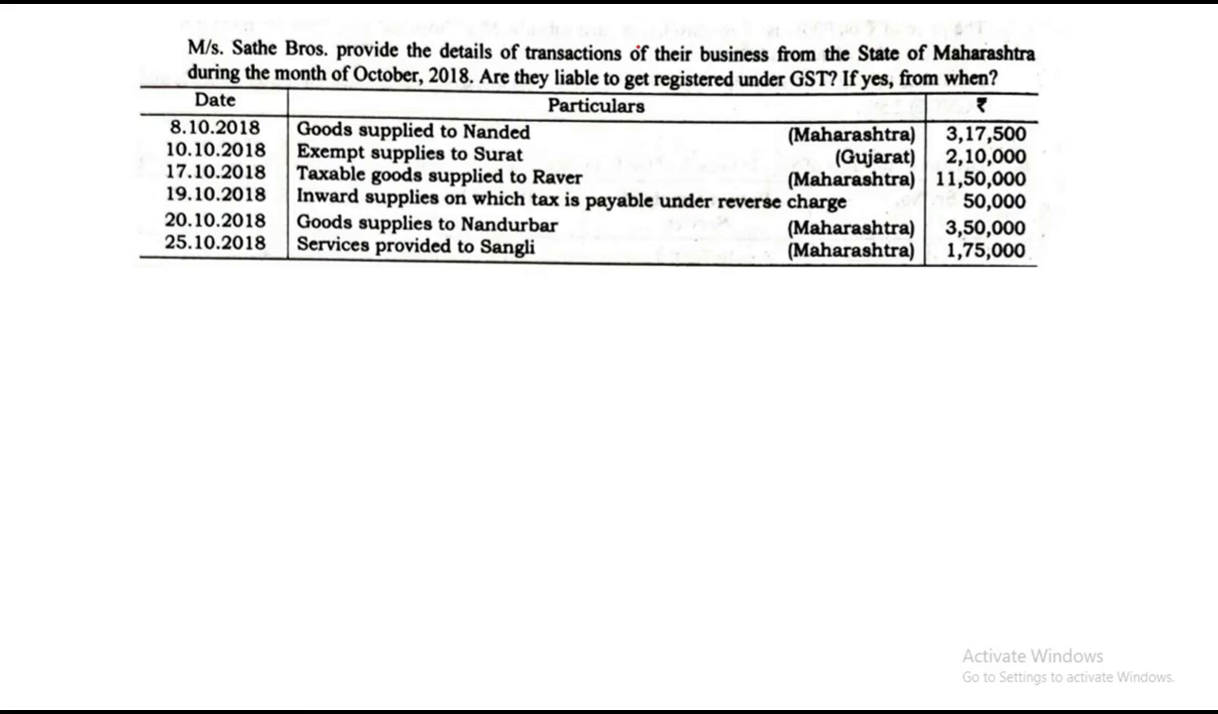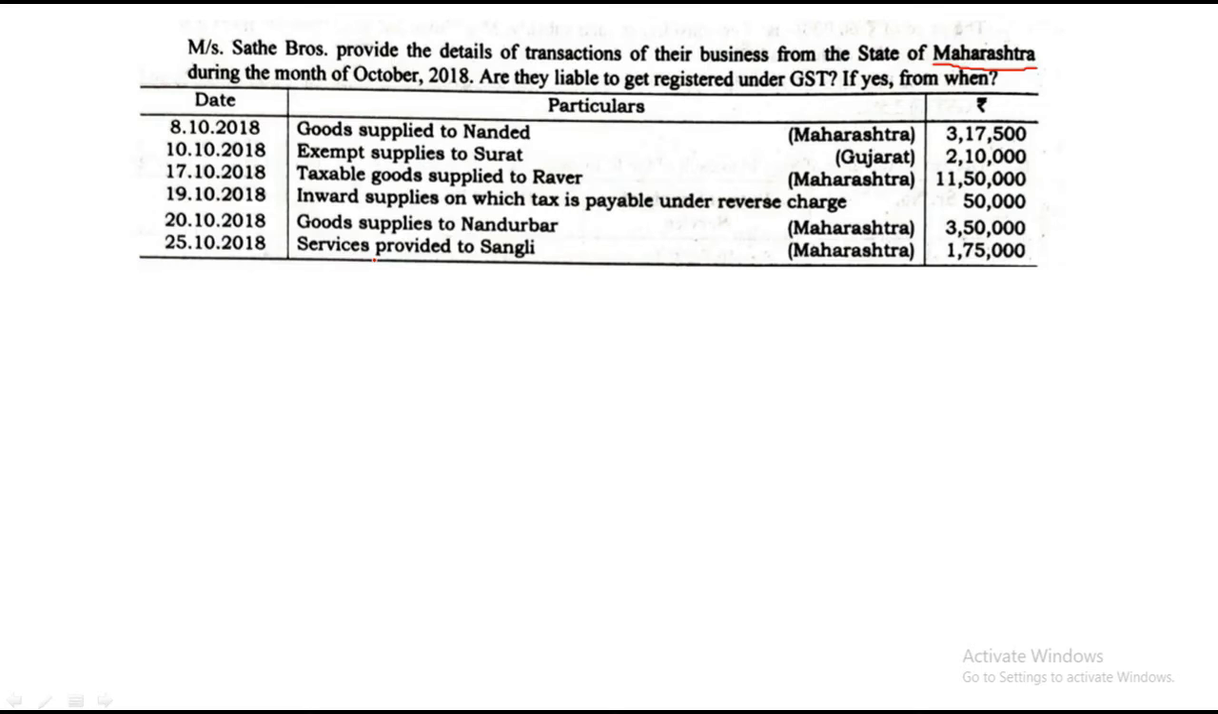Always remember, whenever such a sum comes, first check which state he is in: the state of Maharashtra. Next, check whether it is only goods or service or both. I can see there are goods supplied and also services provided, so it's goods and services. Remember, in the state of Maharashtra, when goods and services are given, the threshold limit is 20 lakhs. If it goes beyond that, you have to register under GST. Only supply: always remember aggregate turnover means only supply, no purchases can be included in the calculation.